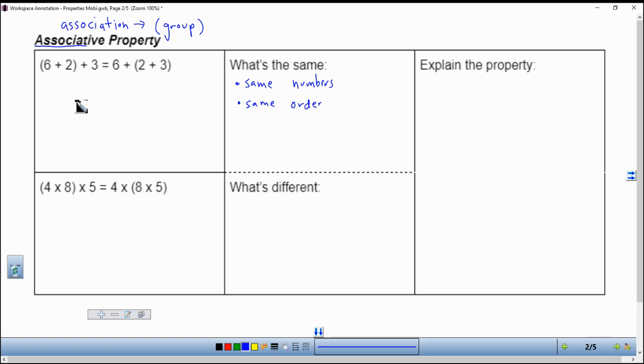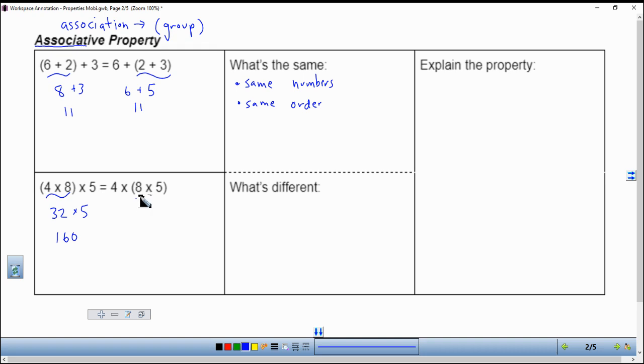Okay. Let's find the answer here. Let's see if the answer is the same. So we do parentheses first. 6 plus 2 is 8. Plus 3 would be 11. And on this side, we do the parentheses first. 2 plus 3 is 5. And then 6 plus 5 is also 11. Let's see if this works the same for multiplication. 4 times 8 is 32. Times 5 is 160.